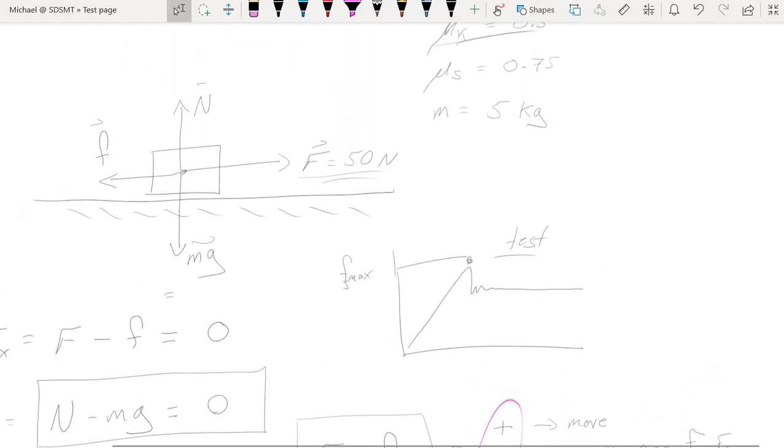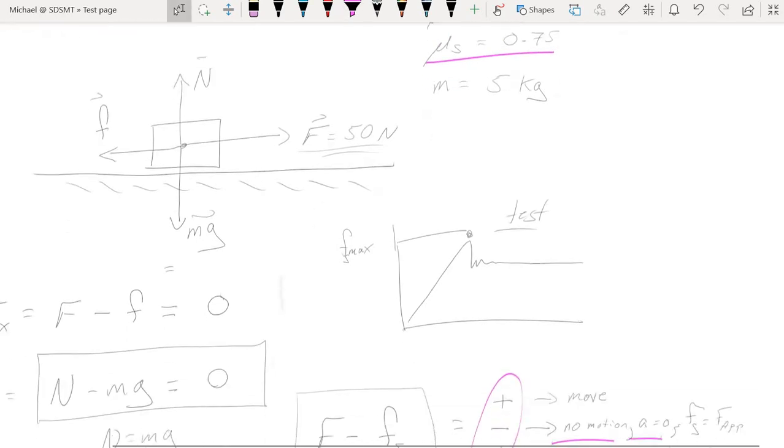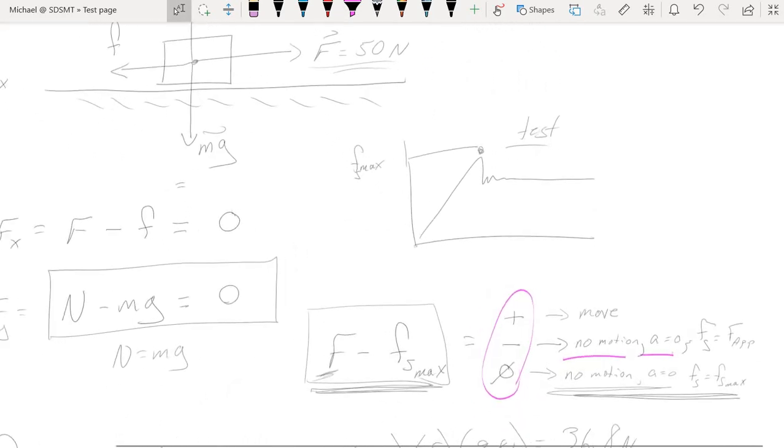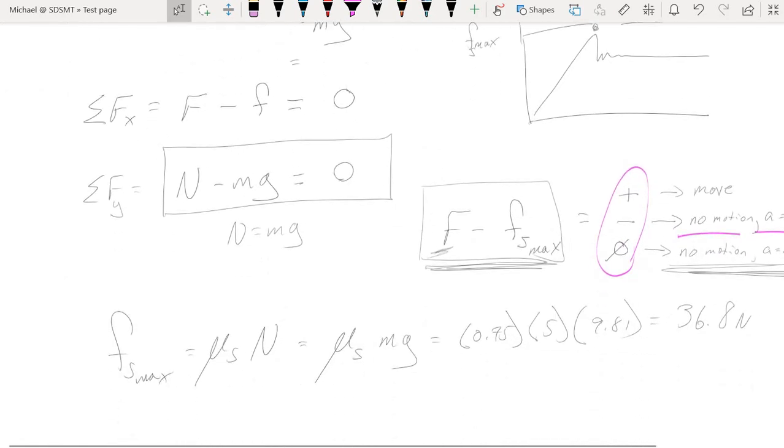The only thing that I've changed in this problem is the amount of applied force. The coefficients are the same as what they were, the mass is the same, the layout of the forces are the same. As such, there is no change to the setup of the sum of forces that we're using. We're still going to test the maximum static friction to see if this block is going to move or not, but the normal force is the same as what it was.